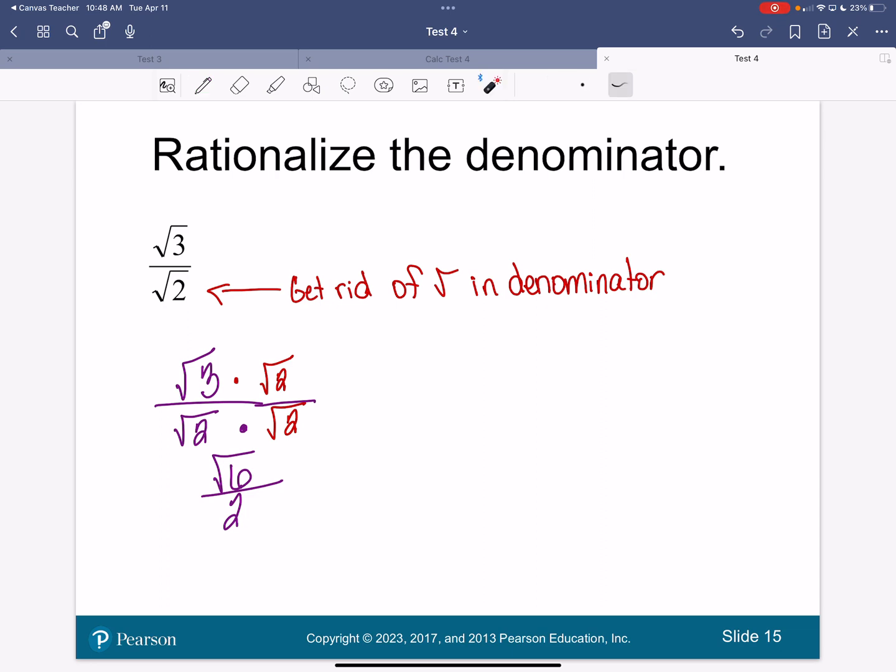Now, I cannot simplify anything because this 6 is on the inside of a radical and this 2 is on the outside. To simplify, they both have to be inside or they both have to be outside. I can't simplify if one's inside the radical and one's outside the radical. So I can't simplify this any further. This is it. I've got to stop right here. That's my final answer.